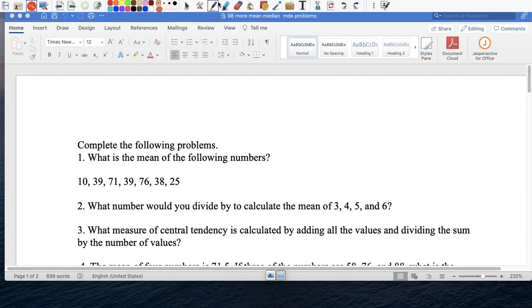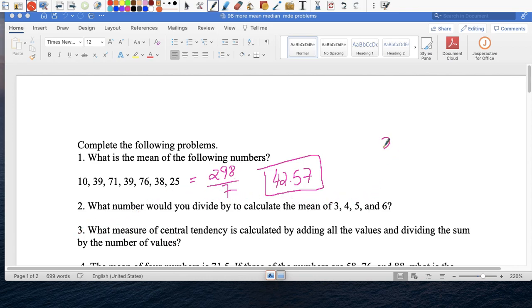All right, so find the mean. To find the mean, you add all those numbers. So put that in your calculator, and you get 298. And we're going to divide that by however many numbers we added. 1, 2, 3, 4, 5, 6, 7. And we get 42.57. That's your average.